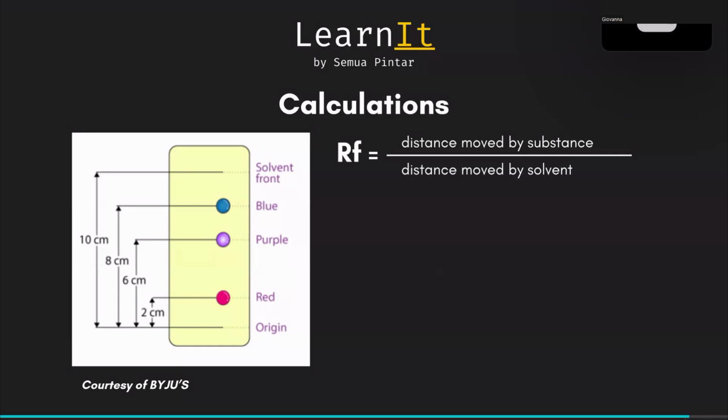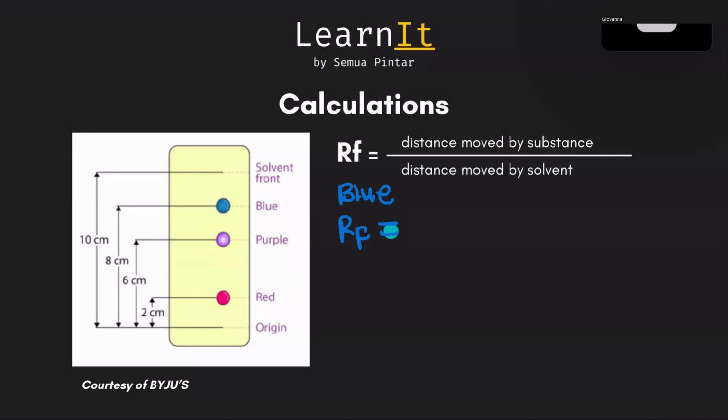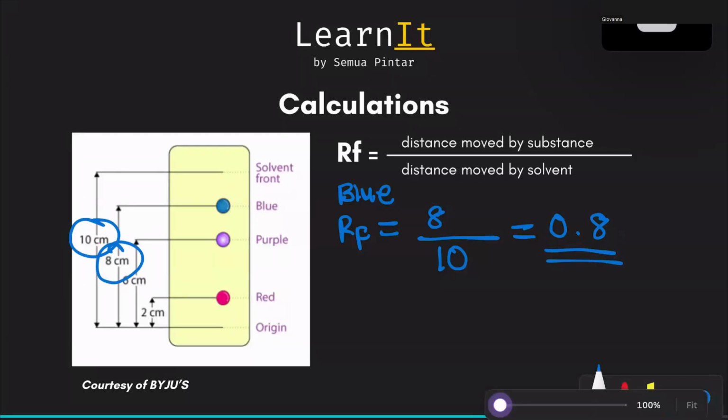Okay, this one is quite an easy one because we already have the distance. So I'll try to help you calculate and give you an idea of how we're going to calculate it. We're going to start off with, okay, let's try with the color blue. So the RF for this is, as usual, distance moved by substance. So what is the distance? From here, you can see it says 8 centimeters. So you can write 8, and the distance moved by the solvent, which is here, the solvent front, we know that this is 10 centimeters. And this is a ratio, so you don't need to have any unit. You can calculate this, and the answer is going to be 0.8.